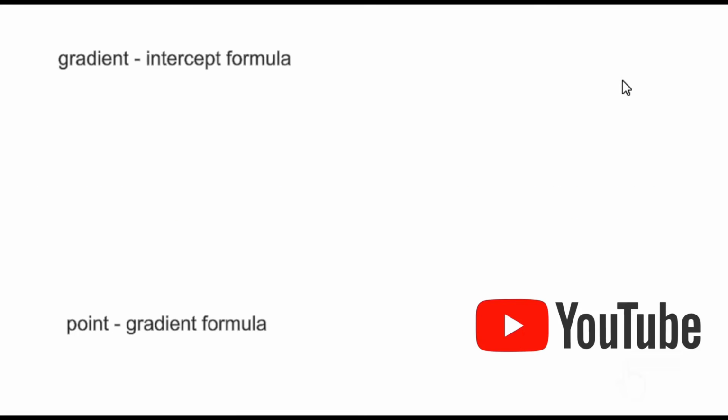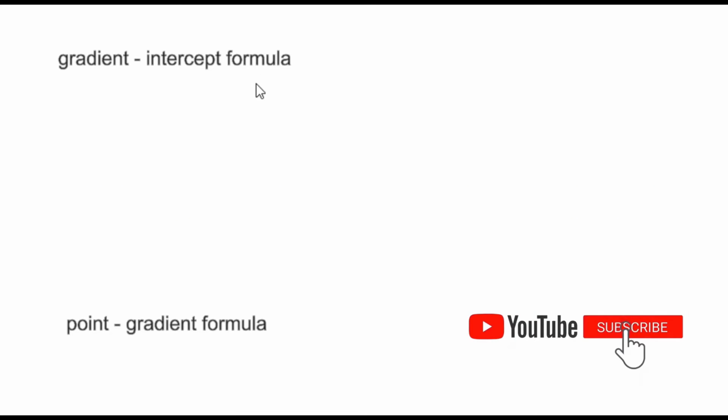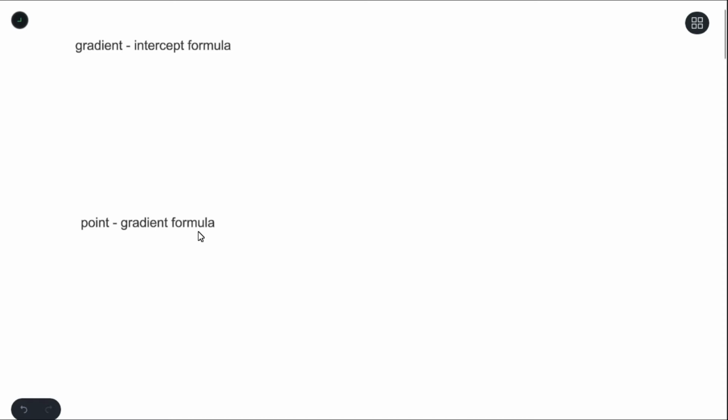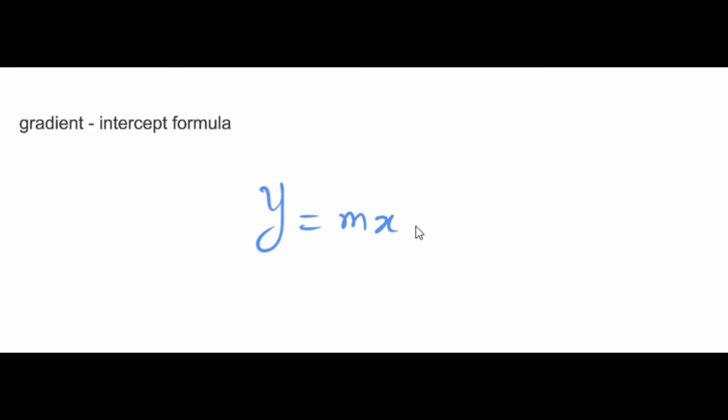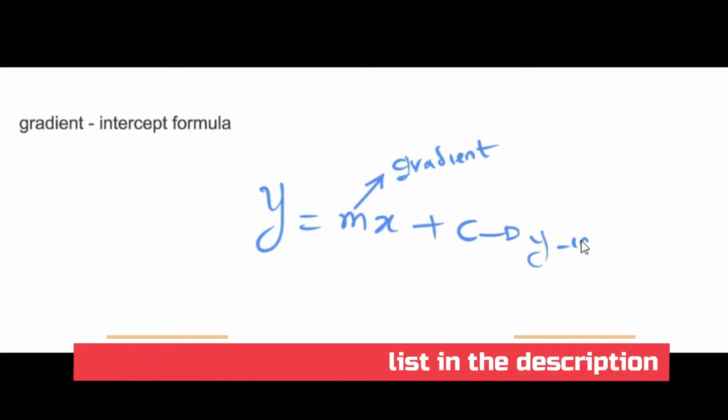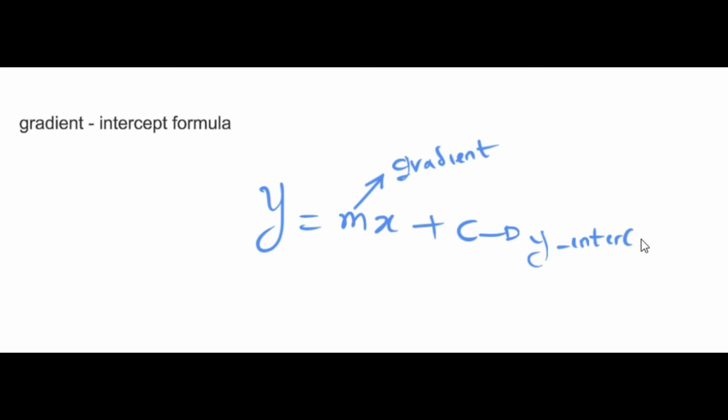So the equation of a straight line can be written in two forms. We have the gradient intercept form and we have the point gradient form. Now, the gradient intercept form looks like this, where the M represents the gradient and the C represents the y-intercept.